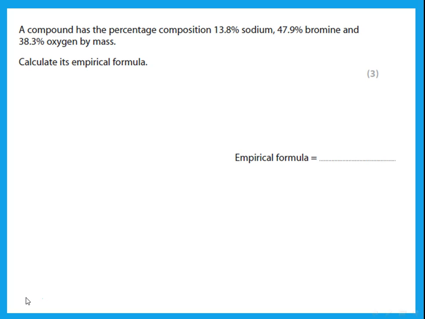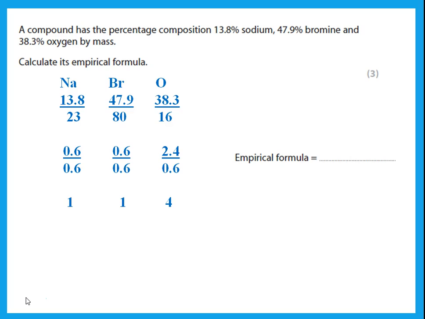Okay, another question. A compound has this percentage composition, calculate its empirical formula. Calculating the empirical formula should be easy now. You write the masses, divide by the mass number of each one, take the smallest of the numbers and divide all through by the smallest. It comes out to be a ratio of 1 to 1 to 4. Do not forget that if you do not write the empirical formula in the end, you're losing a mark. Just getting the ratios, that's not the empirical formula. So you have to say that the empirical formula is NaBrO4. That's your answer.